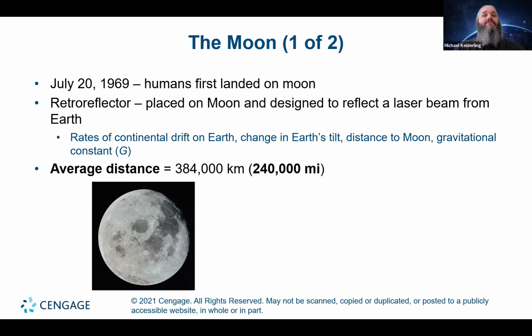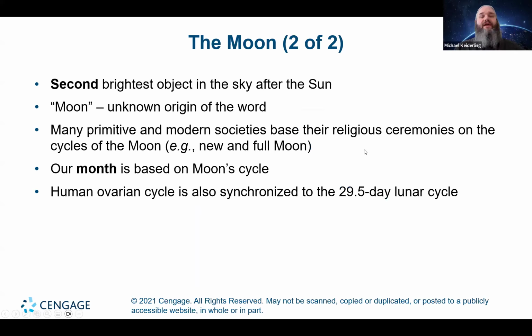And there's an image of the moon. It is the second brightest object in the sky after the sun. And the origin of the word is not known. But many primitive and modern societies base their religious ceremonies on the cycle of the moon. It's just one of the basic things we base calendars around.